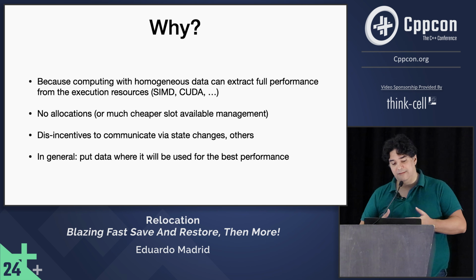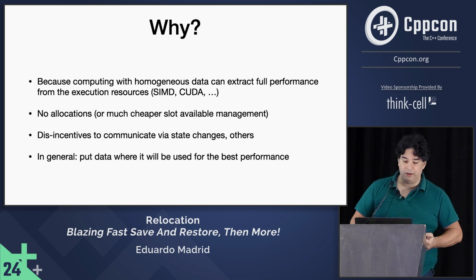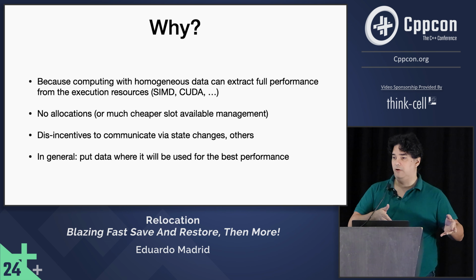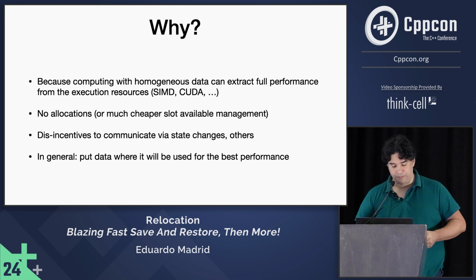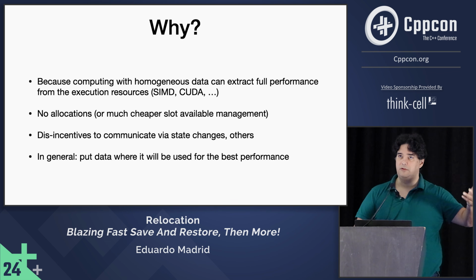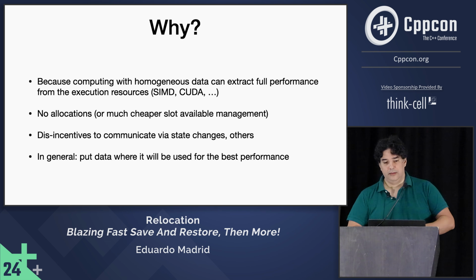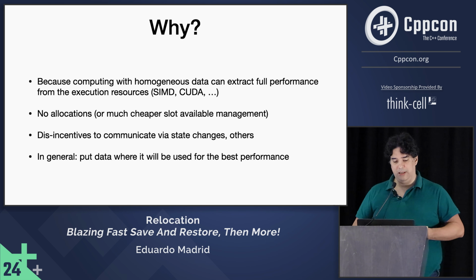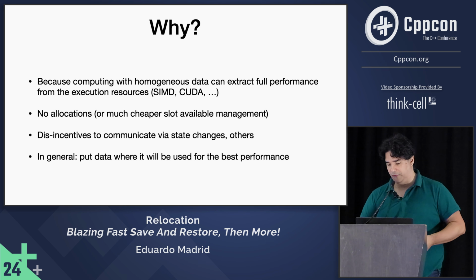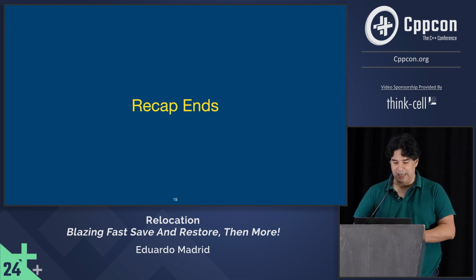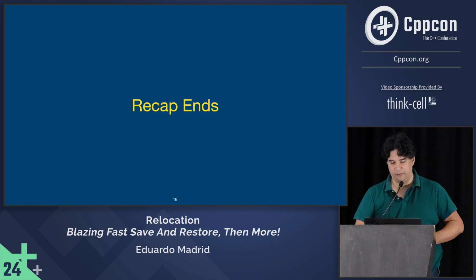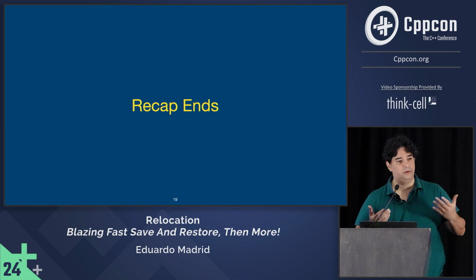There are other things that are less obvious, but very important themselves. There are disincentives to communicate via state changes when you evolve from the normal architecture into the columnar-wise representation, the scattered representation, or the structure of arrays. And why are we going to do this work in general? Because we can put data where it will be used for the best performance.